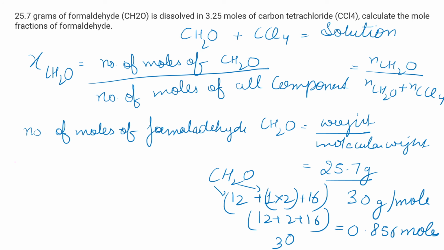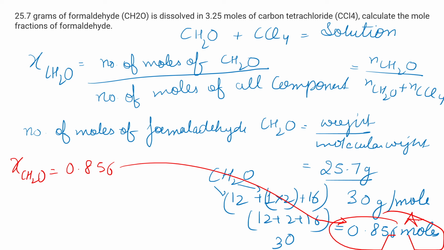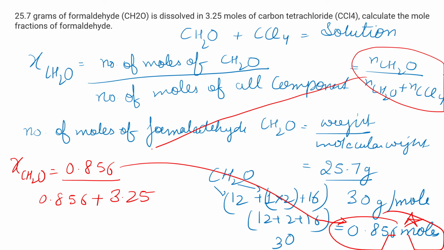Mole fraction is defined as number of moles of formaldehyde, that we have calculated to be 0.856, divided by number of moles of formaldehyde plus number of moles of carbon tetrachloride. They have mentioned it to be 3.25. This is the formula that I am using: number of moles of formaldehyde divided by number of moles of all the components, that is formaldehyde plus carbon tetrachloride.